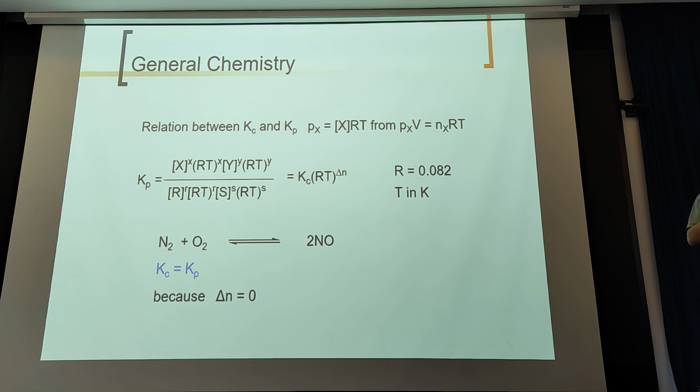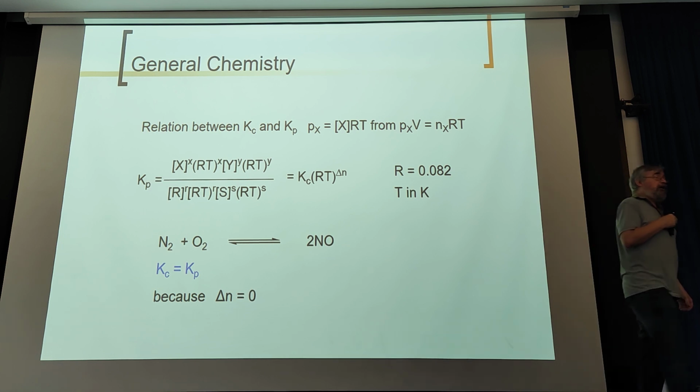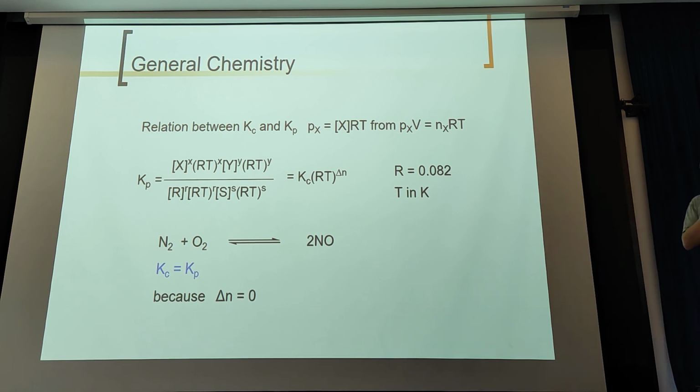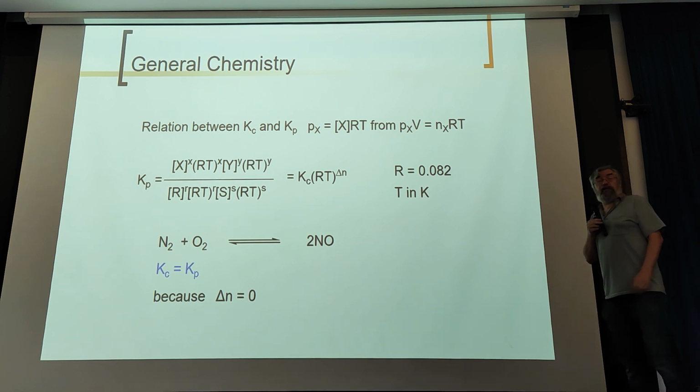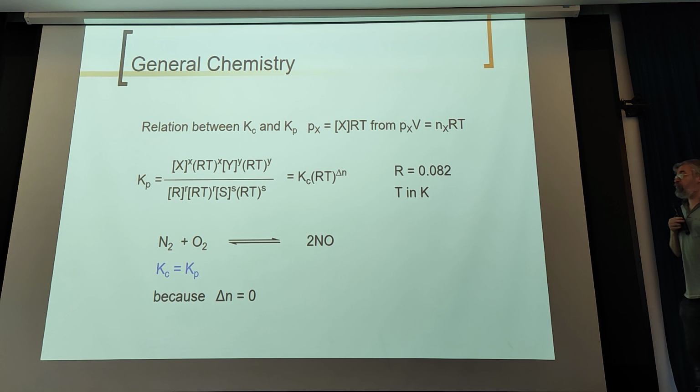So if there are 3 moles of products and 2 moles of starting materials, then delta n is 1. It could be the opposite, that you have less product than you started with in starting material, then it's minus 1. It could also be that it is the same, as many moles of gas are formed as you started from. In that case, the delta n is 0. That means that Kp is Kc in that case, that both equilibrium constants will be the same.